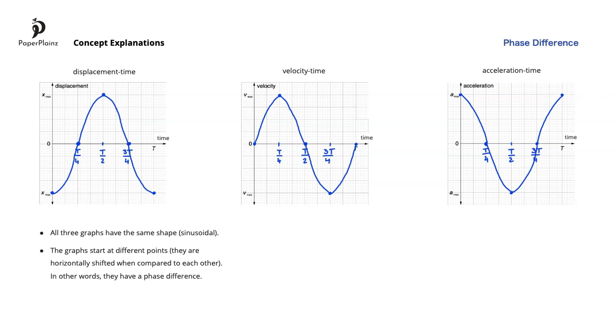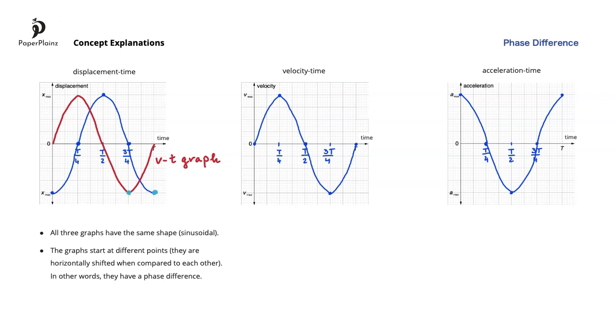Let's start by examining the phase difference between the displacement time and the velocity time graphs. To do this, I will sketch the velocity time graph together with the displacement time graph like this. To find the horizontal shift or phase difference between the graphs, we just need to pick two corresponding points on the graphs, so for example two neighboring maximum or two neighboring minimum points, and find the horizontal distance between them. Here I will use the minimum point.